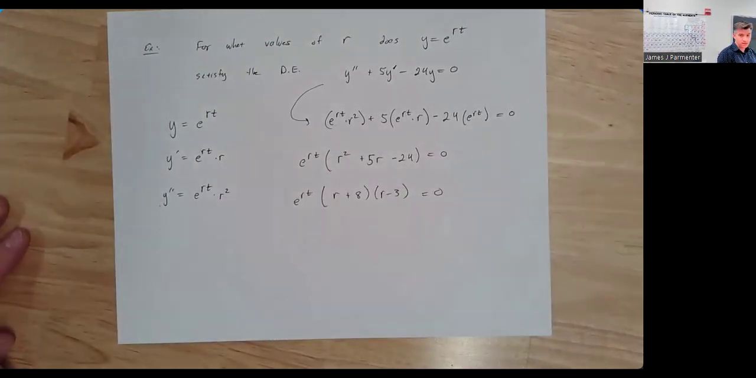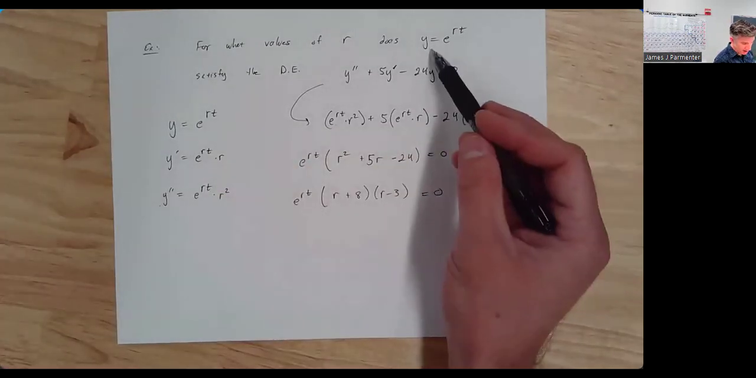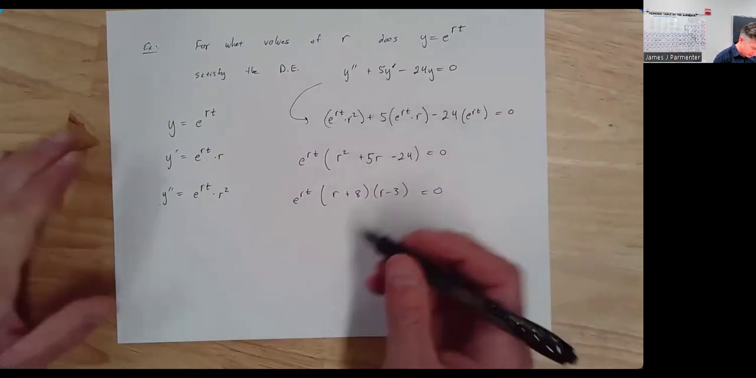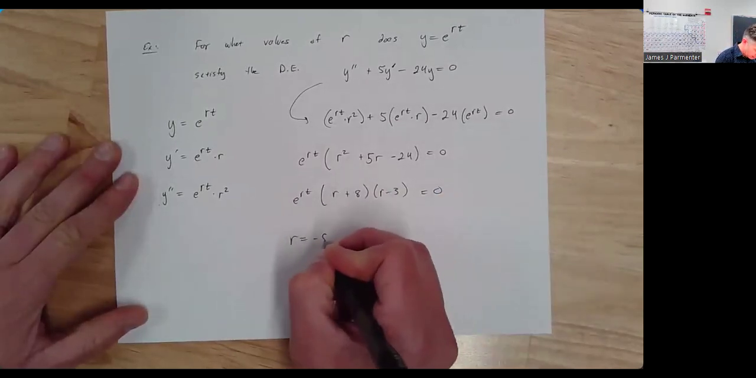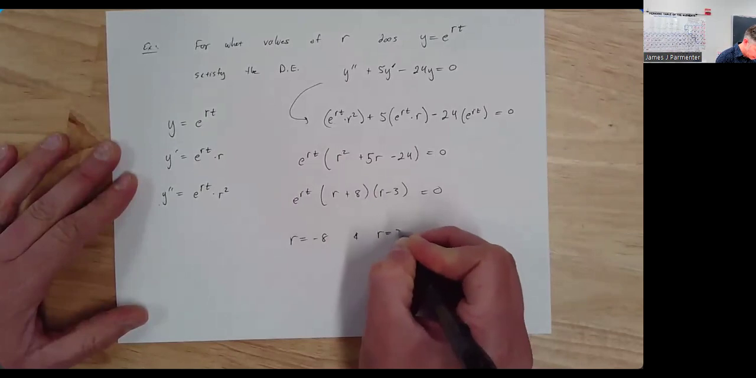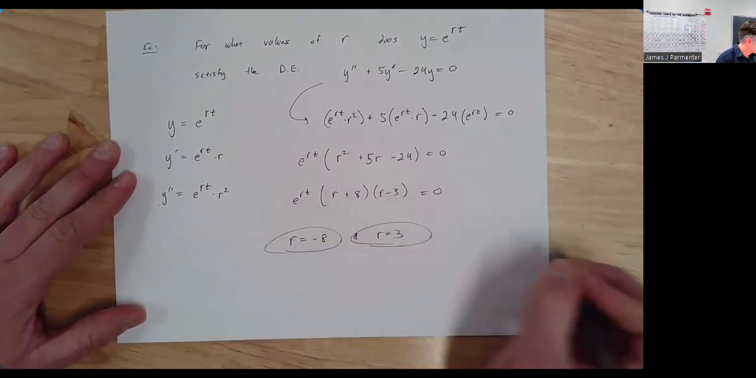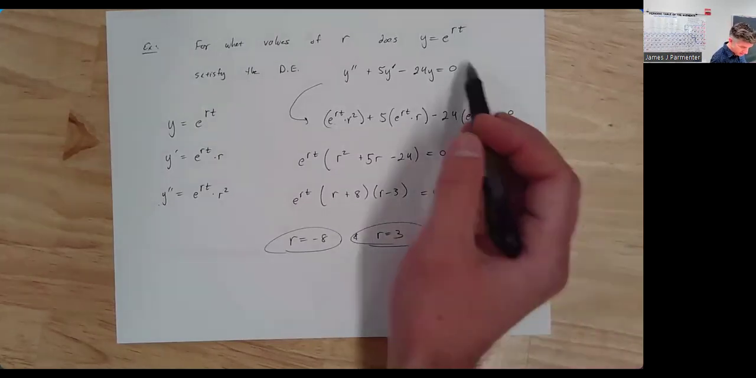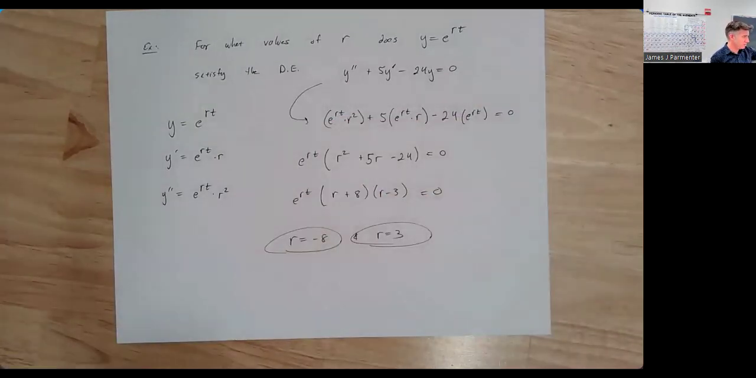So then the values of r that make y equal e to the rt satisfy this differential equation are specifically r equal to negative 8 and r equal to positive 3. So that means the functions e to the 3t and e to the negative 8t are both solutions to this differential equation. Amelia, you had a question?